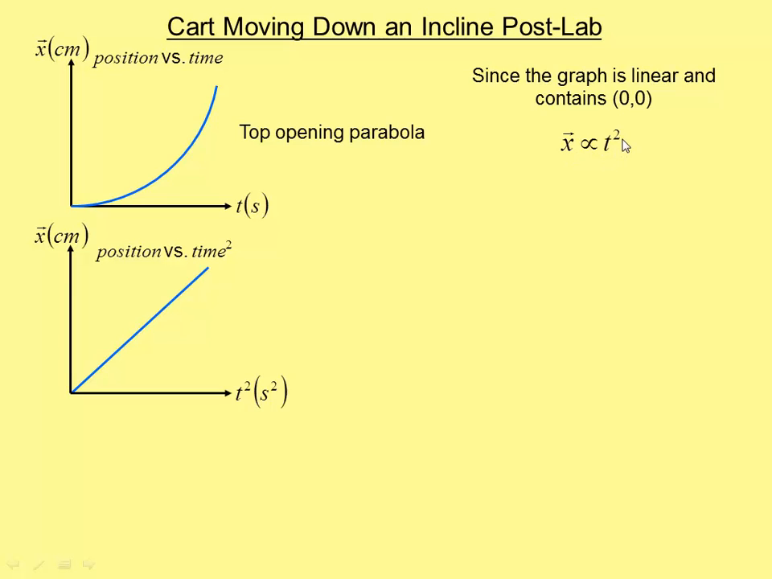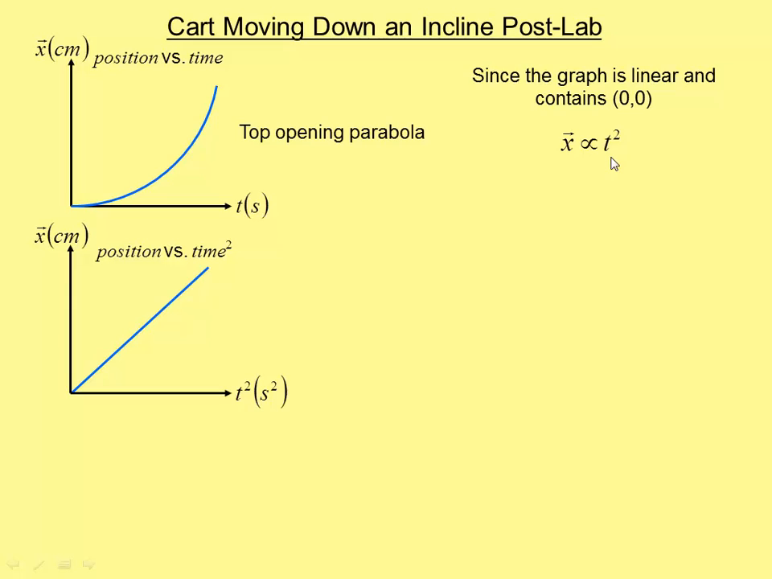It's time squared. So if we have it roll twice as long, it's going to get to 4 times the position. If we let it roll 3 times as long, it's going to get 9 times the position. If we let it roll 4 times as long, it's going to have 4 squared, 16 times the position. And this is how this relationship works. Now if you think about it, time doubles, position goes up by 4. Time triples, position goes up by 9. Time quadruples, position goes up by 16.